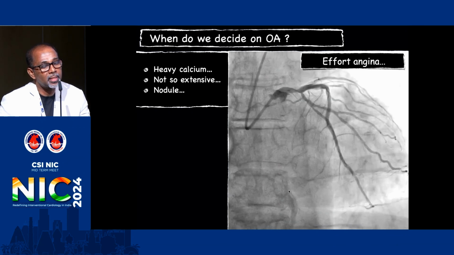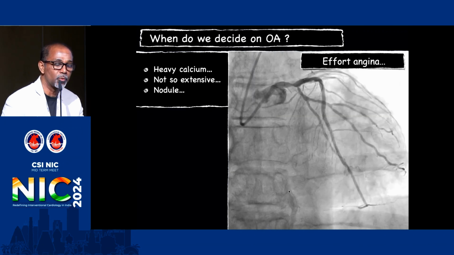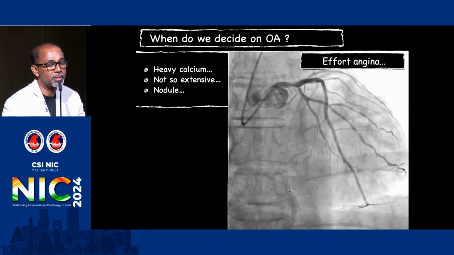Well, when do we decide on orbital atherectomy? As Dr. Shyam is present, when you have nodules protruding into the lumen, when you have eccentric calcification, wherein the rota may not really help us in those situations, orbital atherectomy would be a better option.